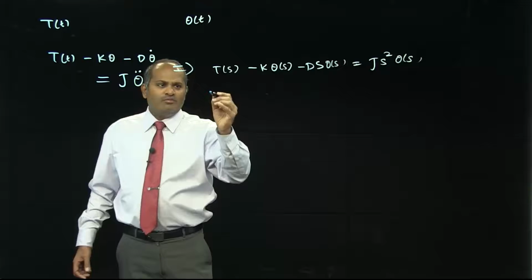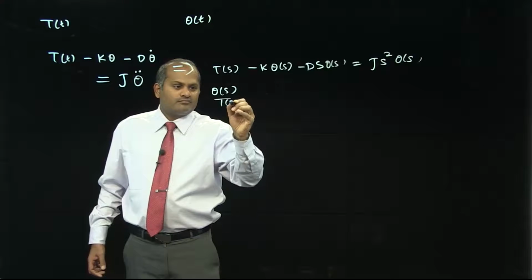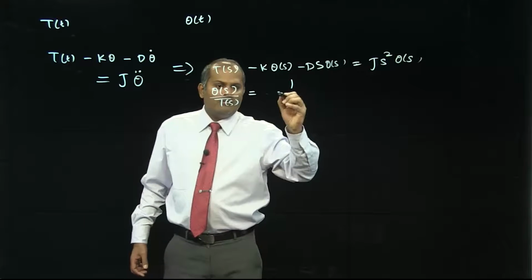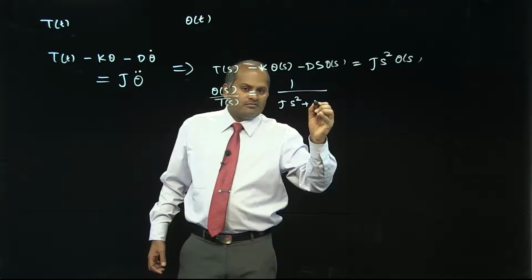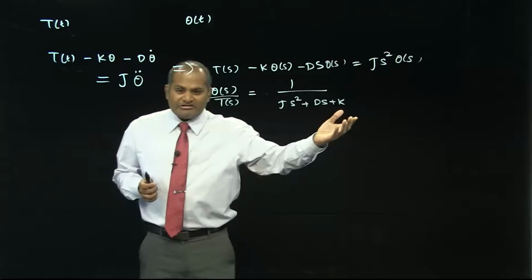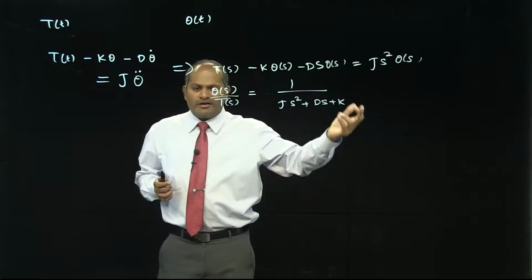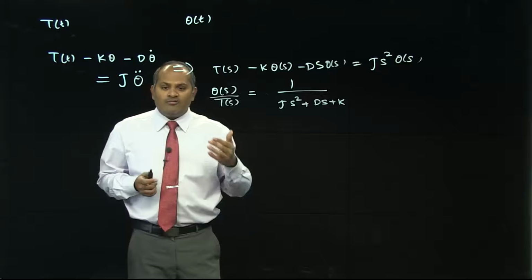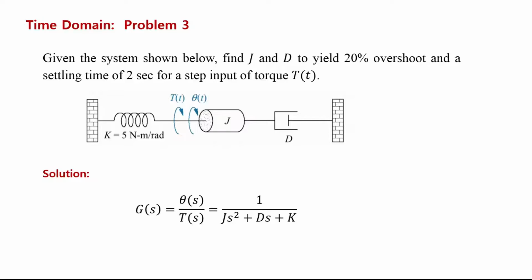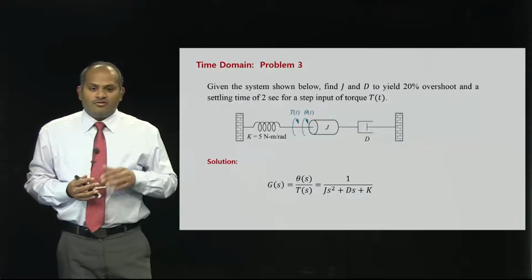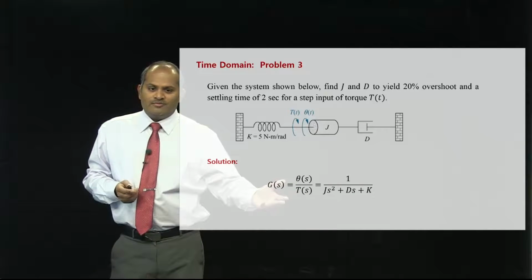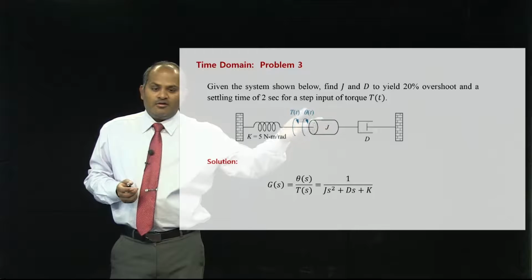So, output by input is equal to 1 by J s square plus d s plus k, like m s square plus b s plus k, right? Exactly right. So, this is like a spring damping system for rotational systems. You can directly formulate this equation, and then we can proceed to our problem. Once we get the transfer function, we complete the modeling. So, the modeling is done, but look at the problem.